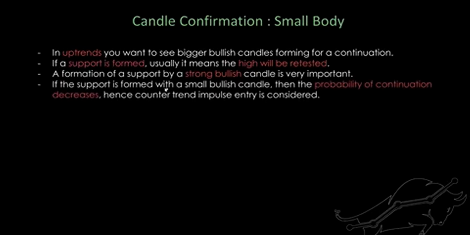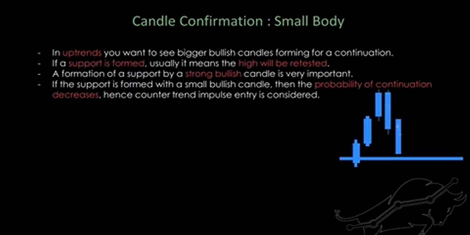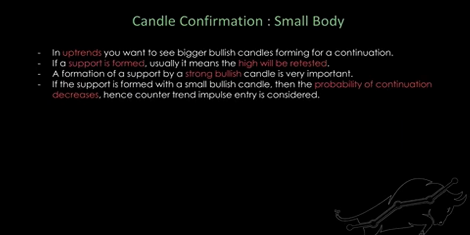So if the support is formed with a small bullish candle, then the probability of continuation decreases. Hence, counter trend impulse entry is considered. This goes to show that whenever you have, let's say, a support right here, and candles are moving up, you have another one, we move up like this, and then there's a bit of a retracement, price comes down, we move further down. Actually, you know what? We're going to talk about this here. So let's not draw these.